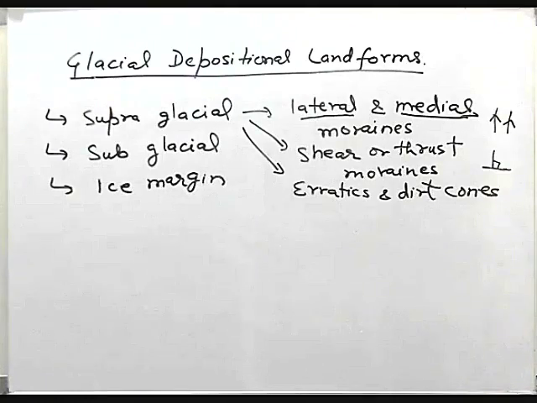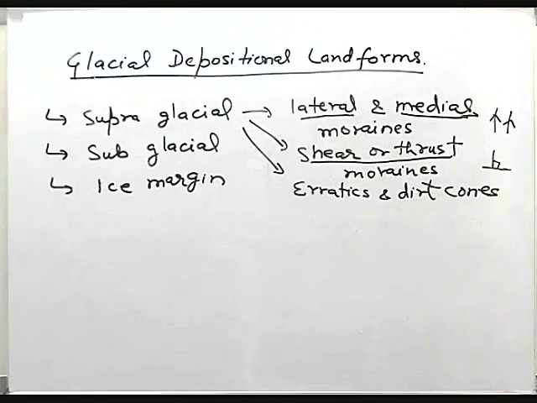Shear or thrust moraines correspond to the glacial debris that is trapped in thrusts that develop within the glacial ice, and this debris is transported from the base of the glacier to the top along these thrusts present within the glacial ice.